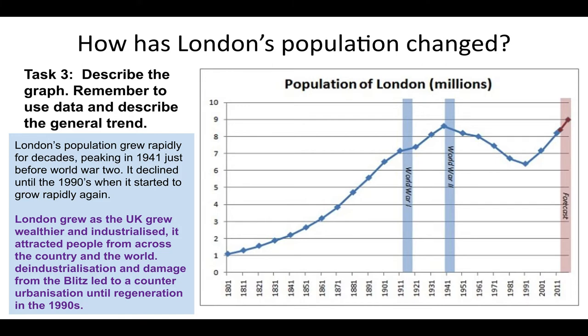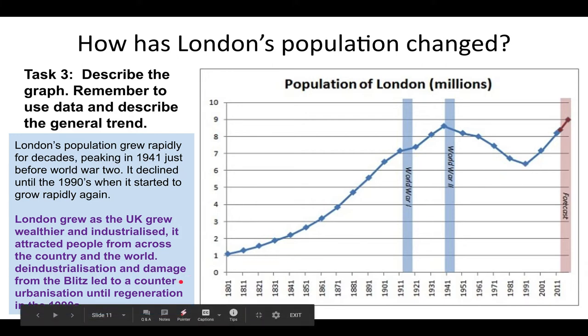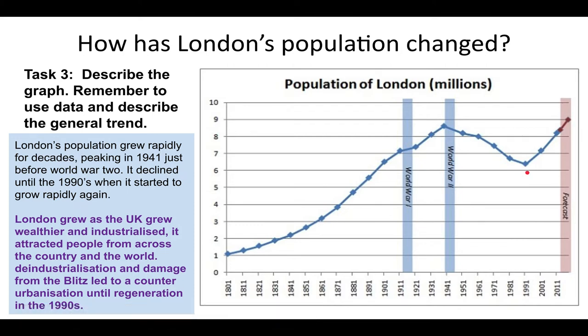Well, London wasn't immune from that. London still lost out from deindustrialization as well, particularly in the east of London. So between deindustrialization and the Blitz, there's a large decline in the number of people who want to live in the city. They choose to move out of the city. And we call this process where people choose to leave cities counter-urbanization.